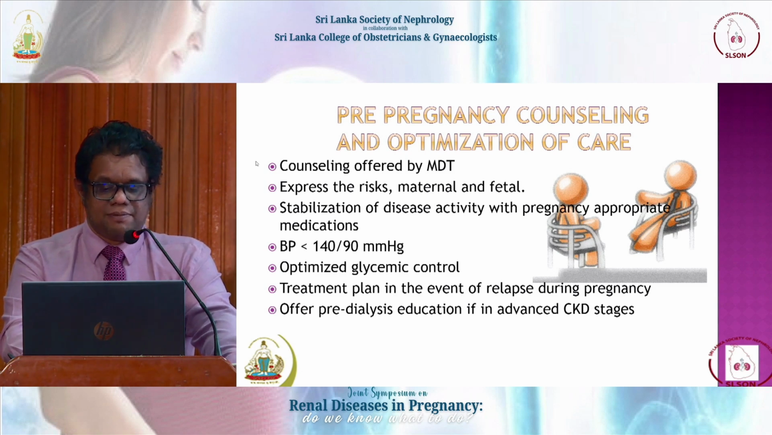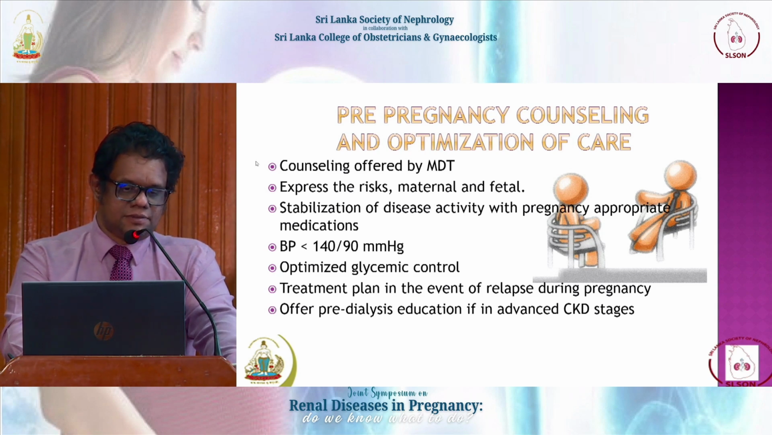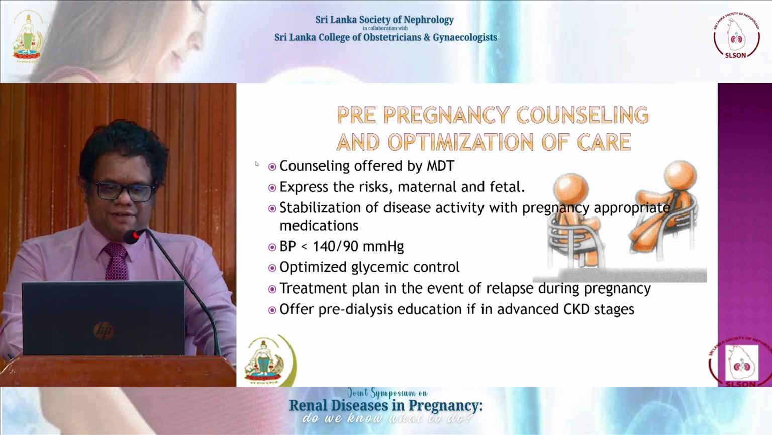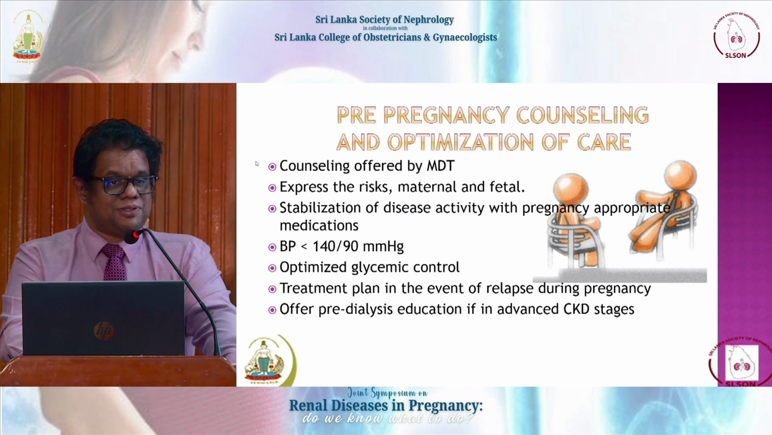It may be due to diabetes or may be due to steroid-induced hyperglycemia due to the medication of some of the renal diseases. And the treatment plan in the event of relapse during pregnancy has to be thought of beforehand, and the patient has to be counseled on this.